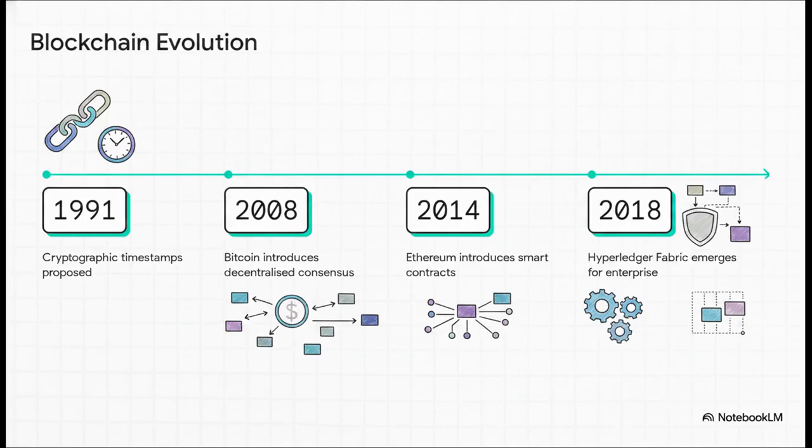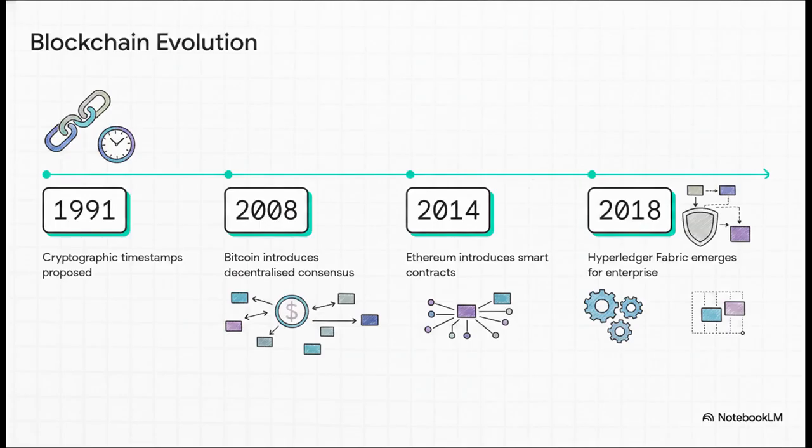It started way back with Haber and Stornetta's 1991 cryptographic timestamps, going all the way to the launch of Hyperledger Fabric in 2018. The early days were really all about establishing decentralized consensus, like Nakamoto's Bitcoin in 2008, and then Vitalik Buterin brought us smart contracts with Ethereum in 2014.